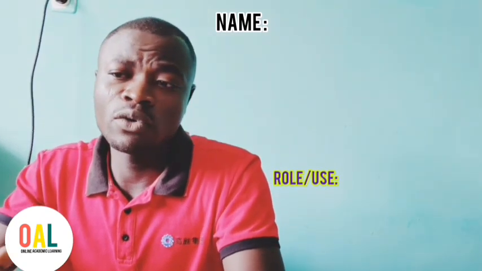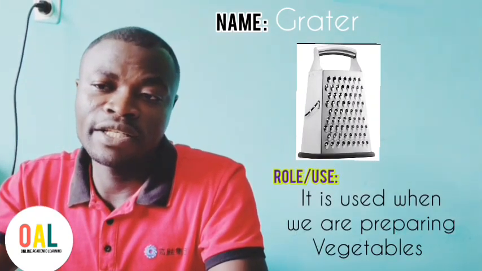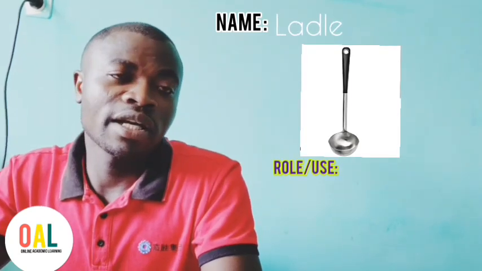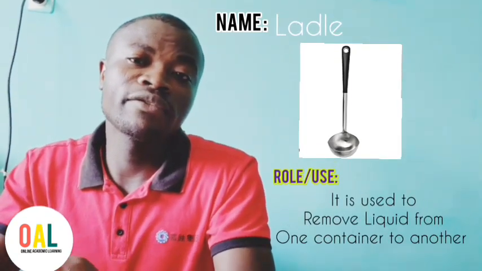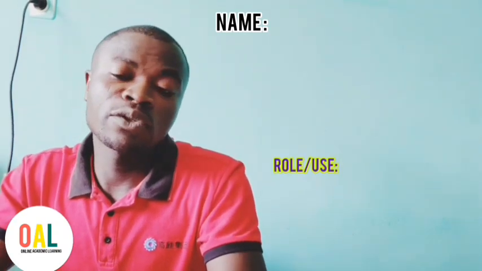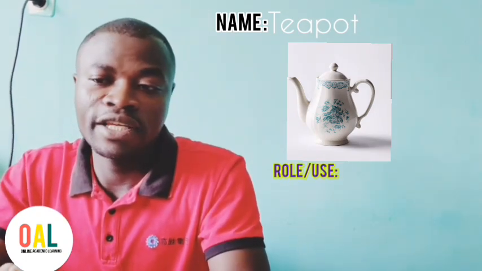There is also what we call a grater. Grater is used when we are preparing vegetables. There is what we call a ladle. Ladle is used to remove liquid from one container to another container. There is what we call a teapot. Teapot is used when we are preparing tea for drinking.